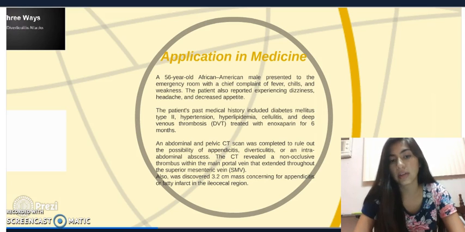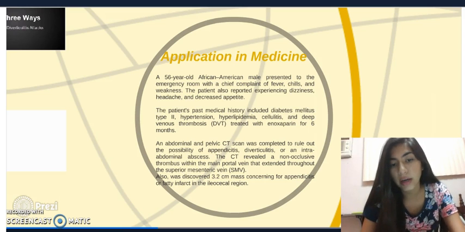An abdominal and pelvic CT scan was completed to rule out the possibility of appendicitis, diverticulitis, or an intra-abdominal abscess. The CT revealed a non-occlusive thrombus within the main portal vein that extended throughout the superior mesenteric vein. Also discovered was a 3.2 cm mass concerning for appendicitis or fatty infarct in the ileocecal region.